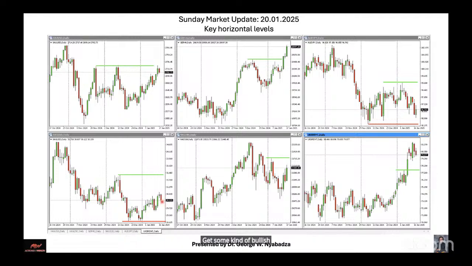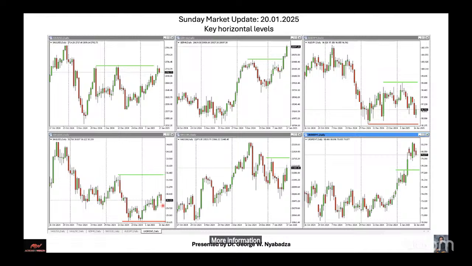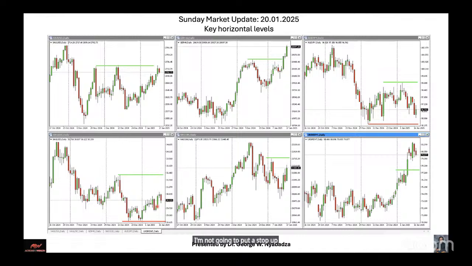So we are in the midst of the trading range on the daily silver. Best to wait for more information. If we get a bear candle coming down here Monday, am I going to sell? Well, it still comes to where you put your stop. I wouldn't put my stop here because the market can still test that. Am I going to put a stop up here and just agonize, or just wait for clarity? That's what I would do.